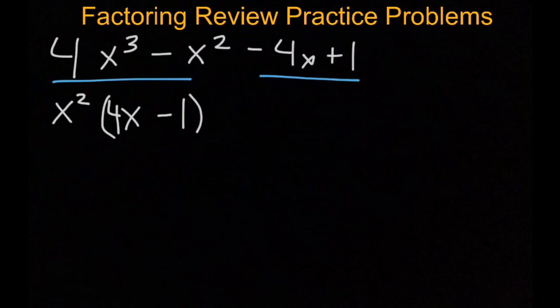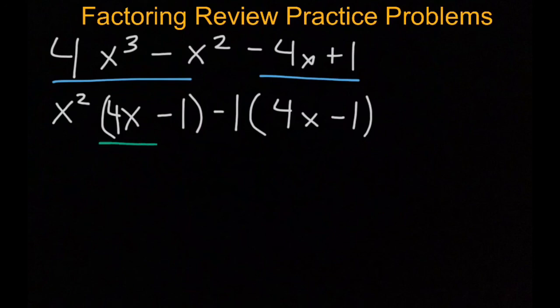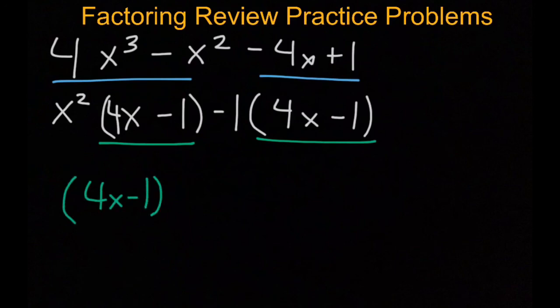And for the second part, what can we factor out from here? We can't really factor anything out besides the negative 1, so then the 4x can be positive. So let's factor out a negative 1. So inside the brackets, we'll have 4x minus 1. From here, what can we factor out? So we can factor out the 4x minus 1. So we'll have 4x minus 1 down here. And what we're left with is x squared minus 1 right here.